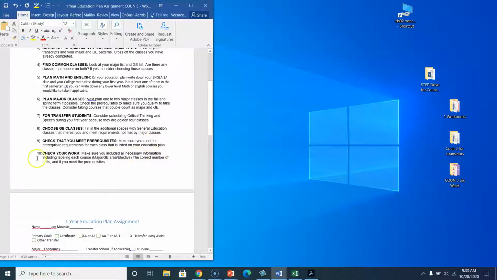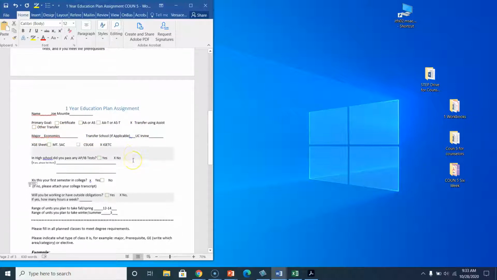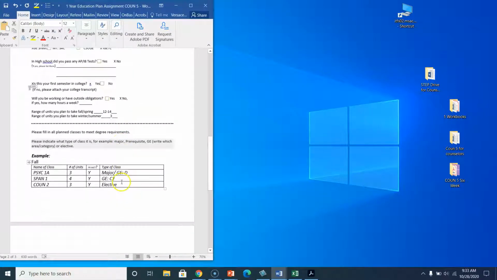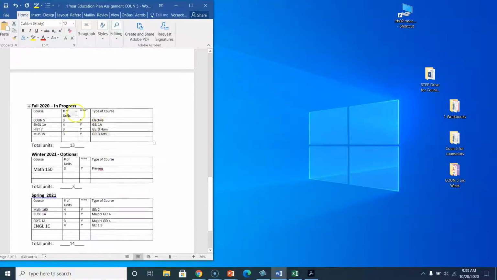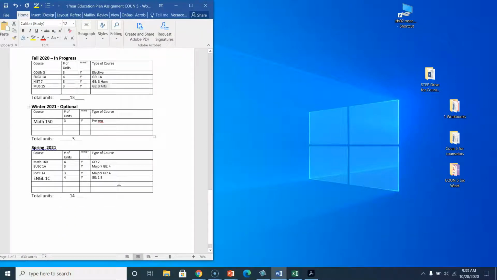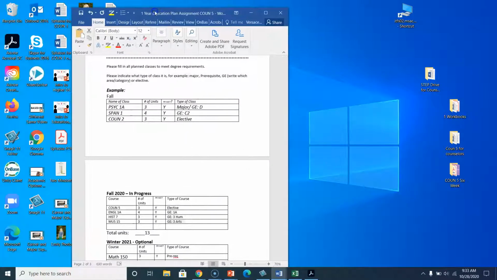All right, check your work. Make sure you included all necessary information, including labeling each course, correct number of units, if you meet the prereqs. All right, we filled this out. Transfer using assist, econ, I get C, no, yes, no. All right, all these are filled out. All the prereqs are filled out. The type of course is filled out. Okay, we did it. We are ready to submit.